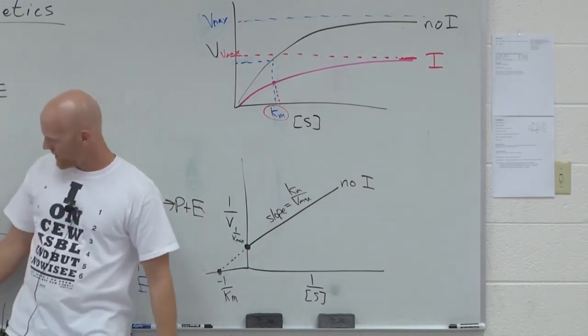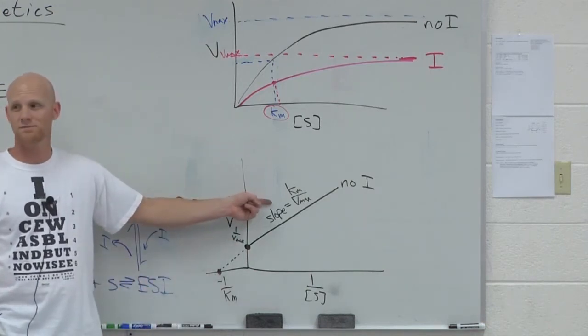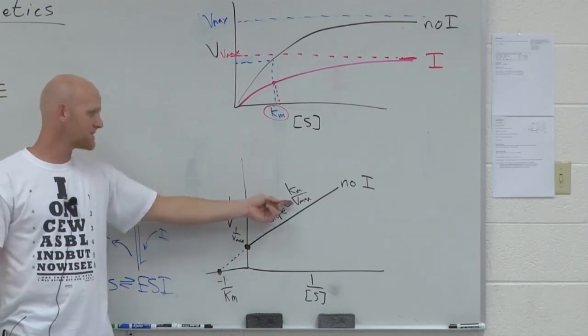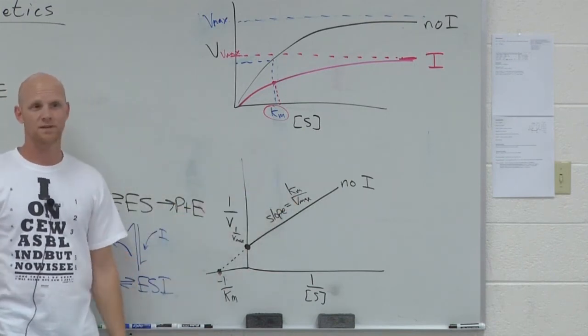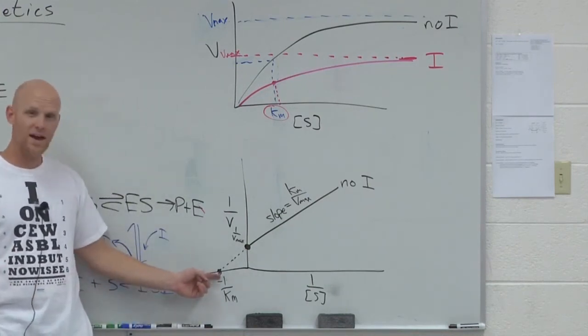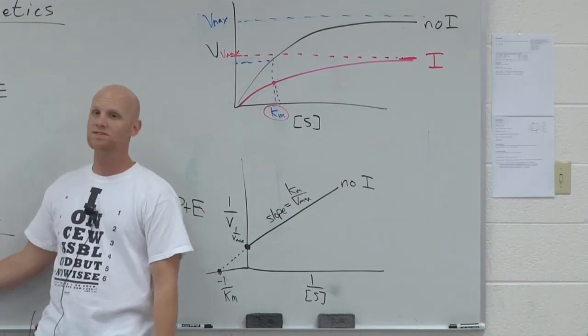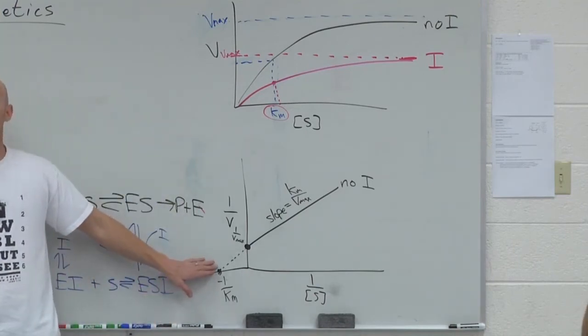Yep. Y-intercept depends on Vmax. If Vmax changes, sweet, y-intercept's changing. Will my slope change? Yeah, it also depends on Vmax. So if Vmax is changing, my slope's going to change. Will my x-intercept change? No. Since x-intercept only depends on Km, and with a non-competitive inhibitor, we have the same Km, and so it's my x-intercept that now is not going to change.